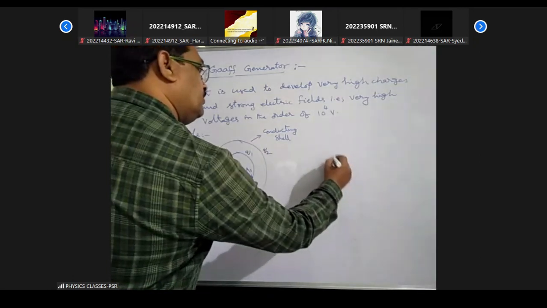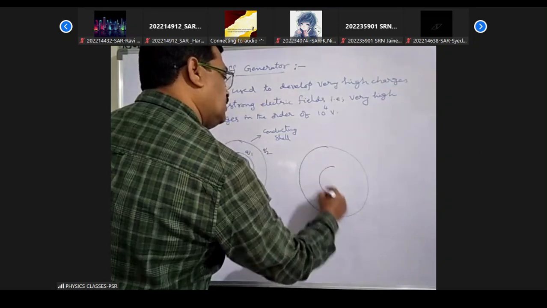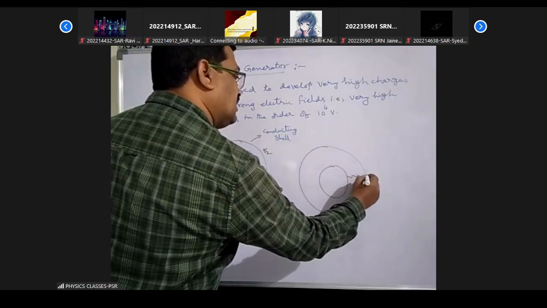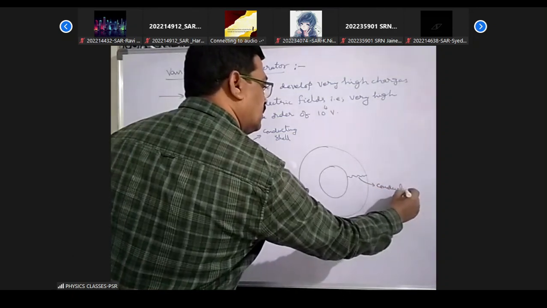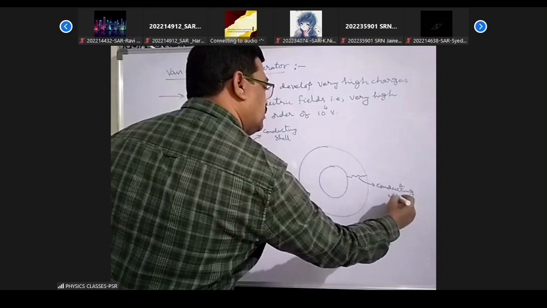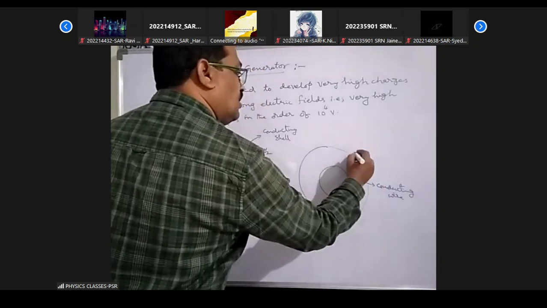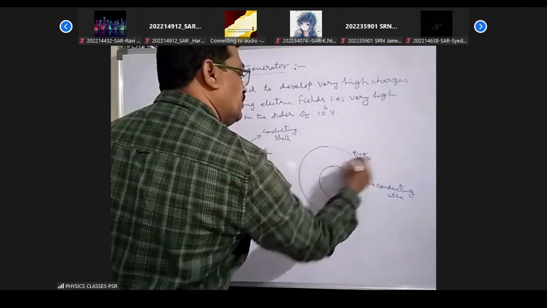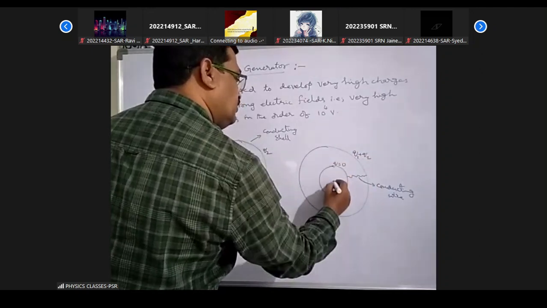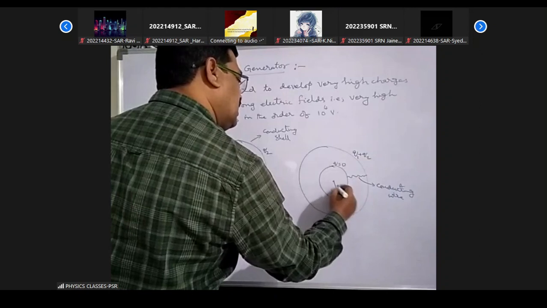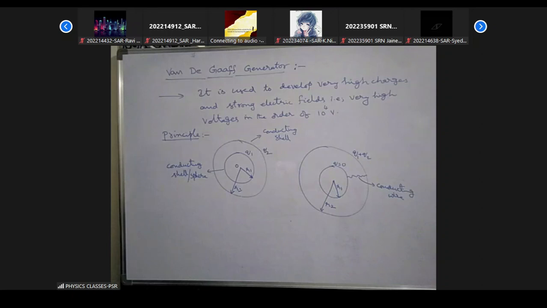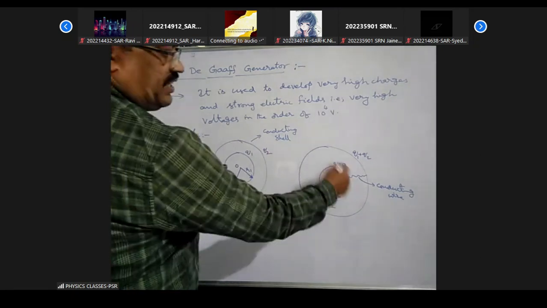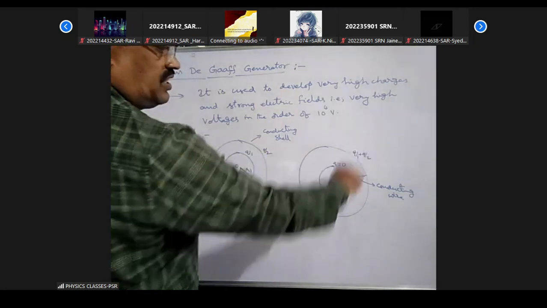Here, if this inner shell and outer shell are connected by a conducting wire, then the total charge Q1 plus Q2 flows onto the outer shell. There is no charge on the inner shell, 0. This is R1. This is R2. That is the principle, irrespective of potential of this, or irrespective of charge on the outer shell.